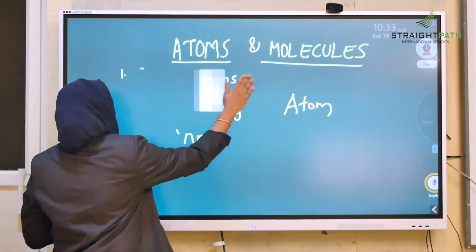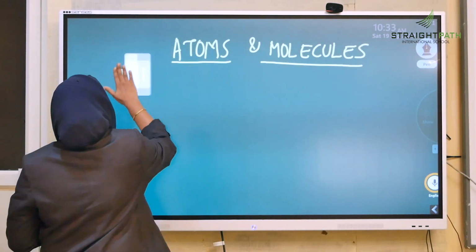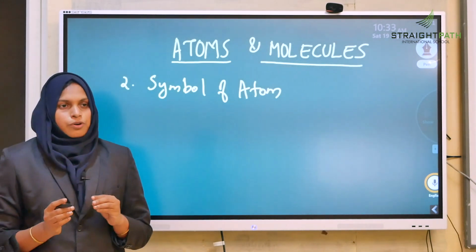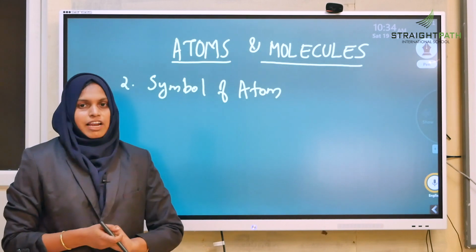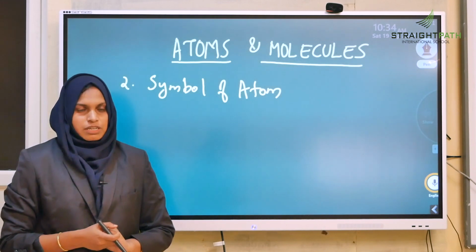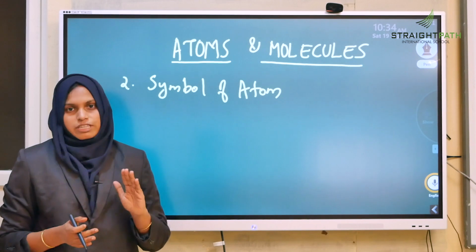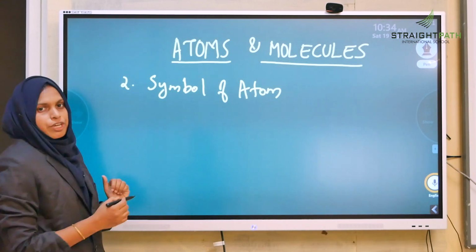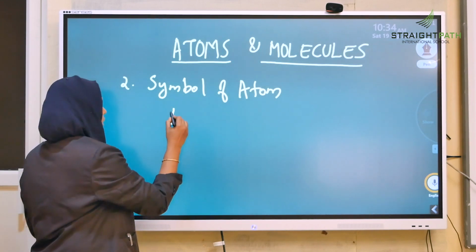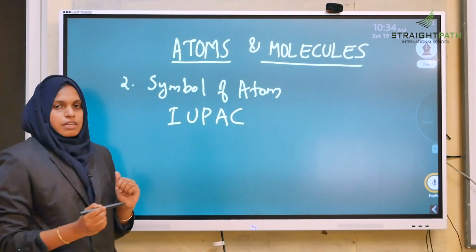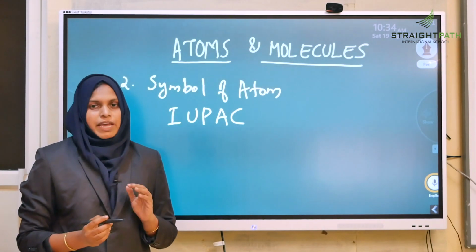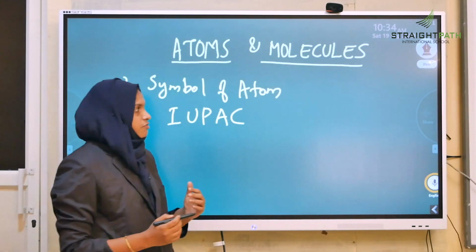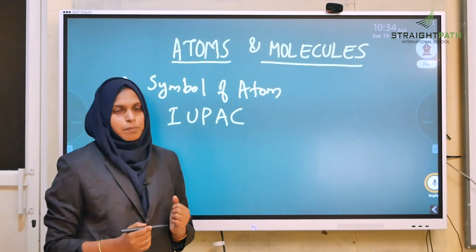Next, I am going to discuss the symbol of atom. Now 118 elements have been discovered, and the symbols for all these atoms are given by the International Union of Pure and Applied Chemistry, and they follow mainly 3 rules. So for that I am writing the first 20 elements in the periodic table.